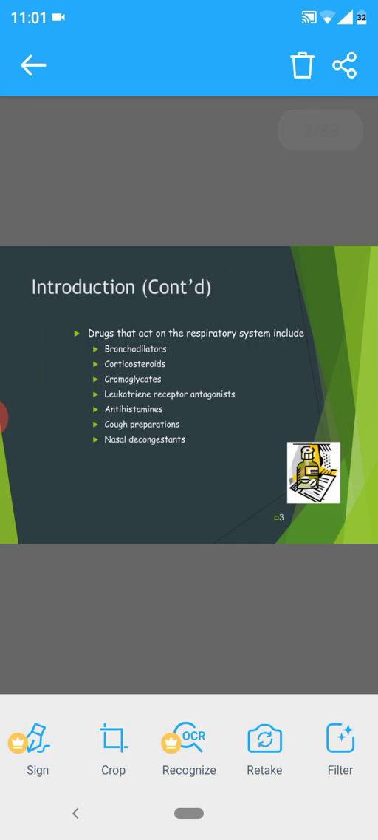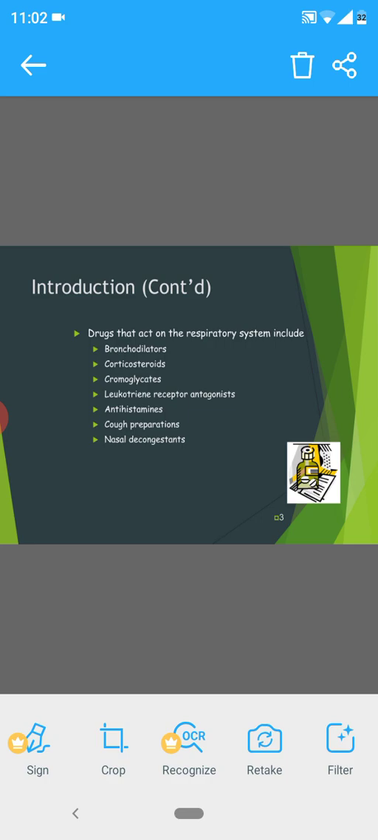First is the classification, the major categories of drugs that are administered to manage respiratory disorders. These categories are bronchodilators, corticosteroids, chromoglycates, leukotriene receptor antagonists, antihistamines, cough preparations, and nasal decongestants. These are the seven categories of drugs which we usually give in combination to manage all types of respiratory disorders. Basically, respiratory disorders are managed by two or more of these categories. In this lecture, we will discuss these drugs in detail.